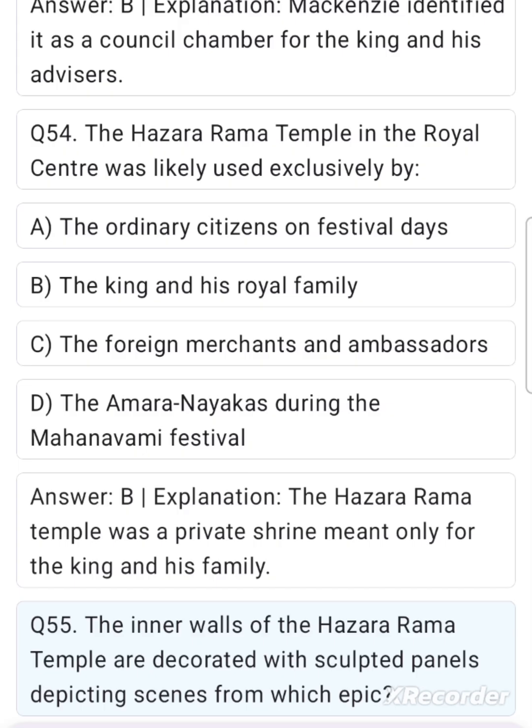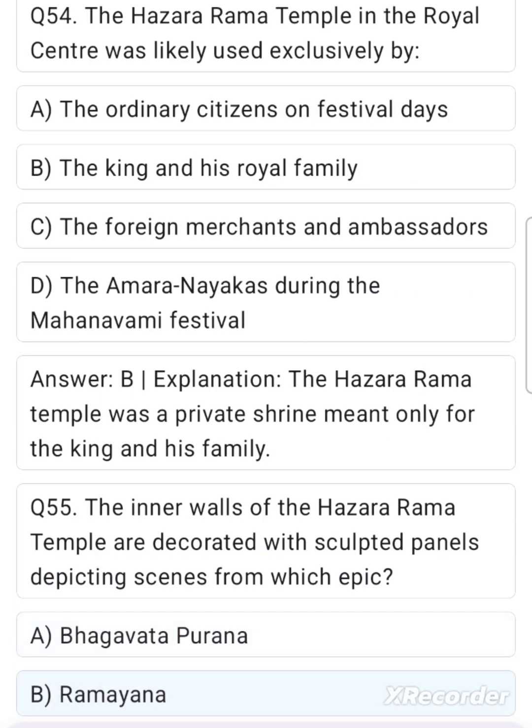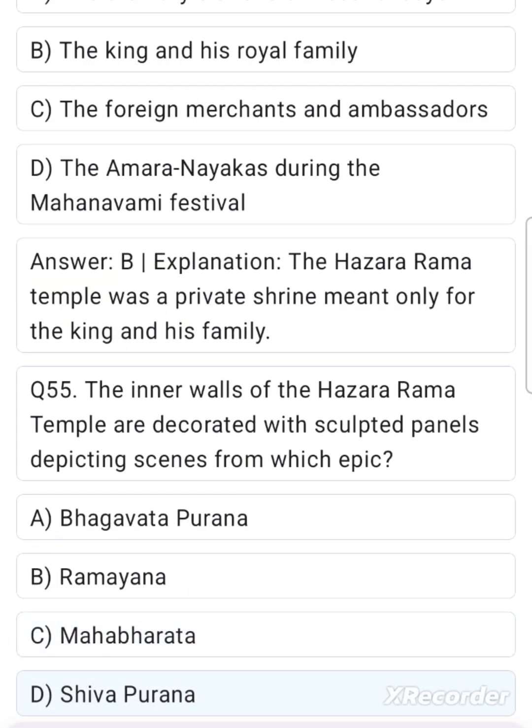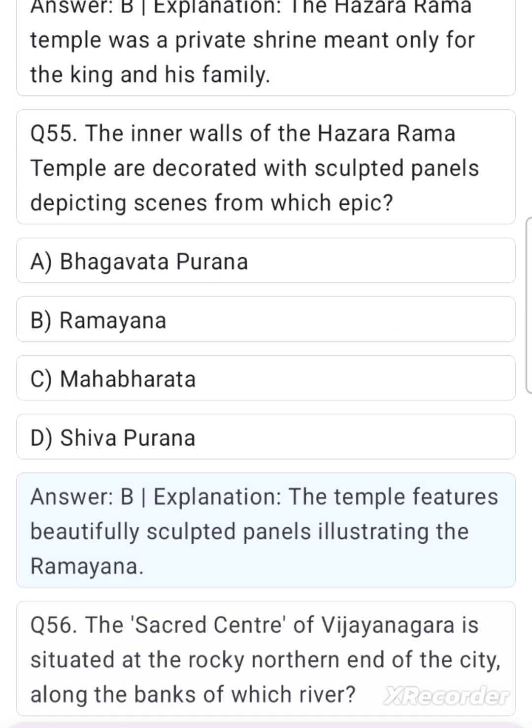Q55. The inner walls of the Hazara Rama temple are decorated with sculpted panels depicting scenes from which epic? A. Bhagavata Purana. B. Ramayana. C. Mahabharata. D. Shiva Purana. Answer. B. Explanation. The temple features beautifully sculpted panels illustrating the Ramayana.